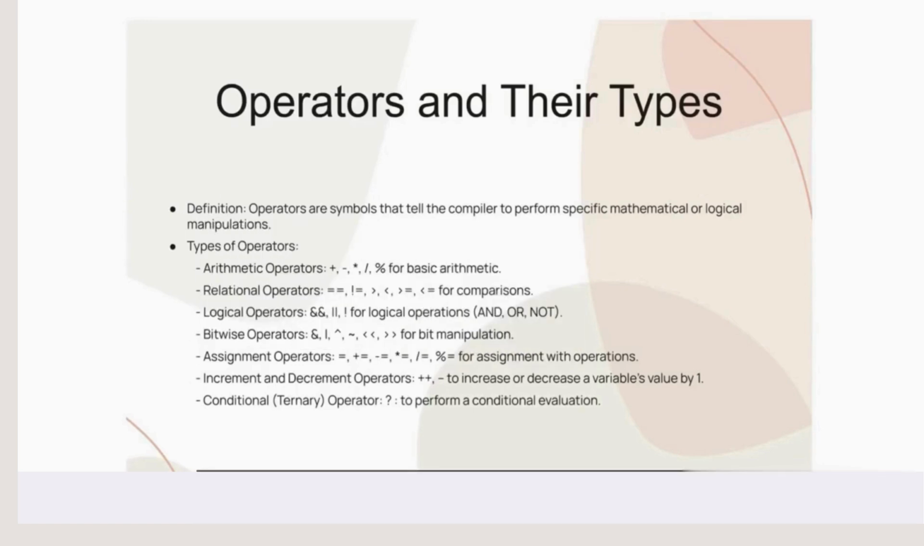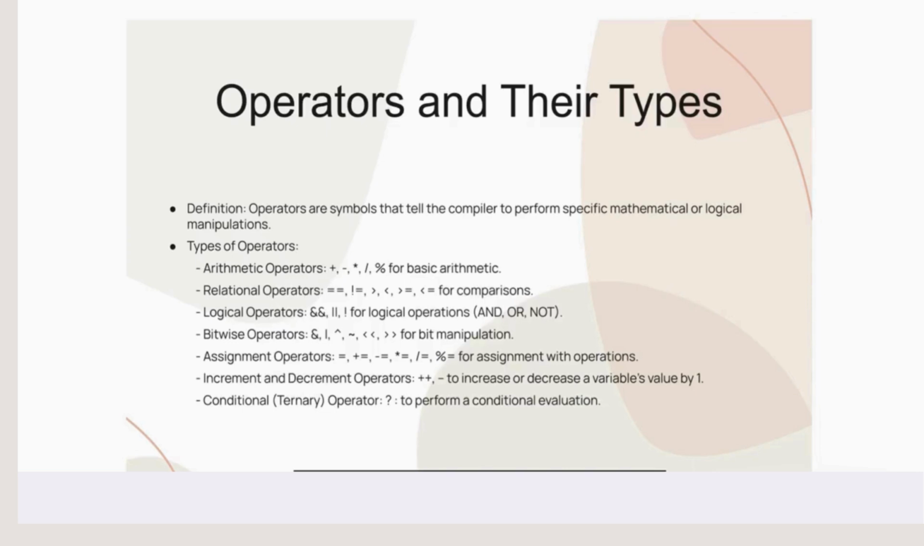Logical operators. Logical operators like and, or, not are used to combine multiple results and give the true and false Boolean state for the given comparison. Bitwise operators like and, or, caret, these symbols are used for left shift, right shift and other purposes of bit manipulation. Assignment operators are used to assign value to a variable.